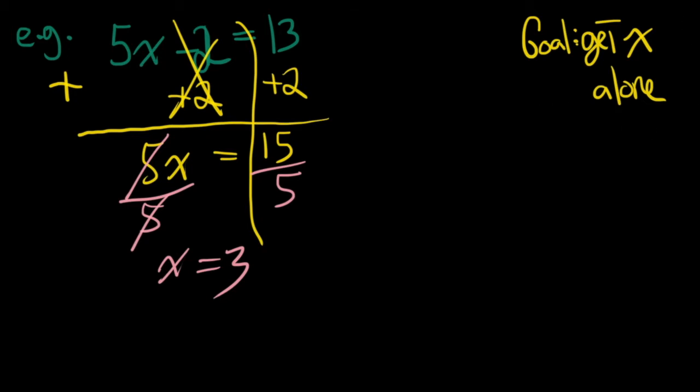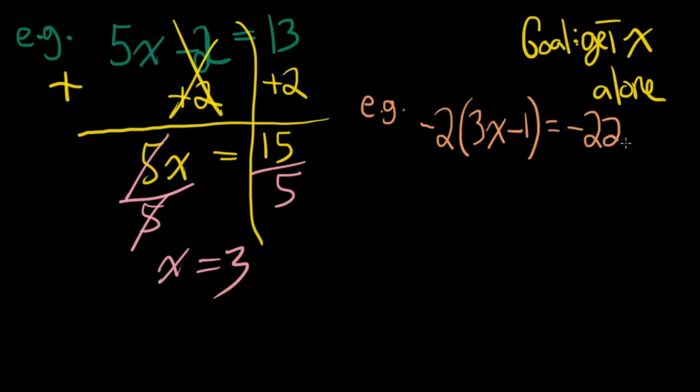Let's do another one. Let's do another example here. Let's do one with some brackets. So I'm going to go negative 2 bracket 3x minus 1, that seems pretty good, is going to be equal to, I don't know, 22? I want it to be negative 22. Sure. Okay.